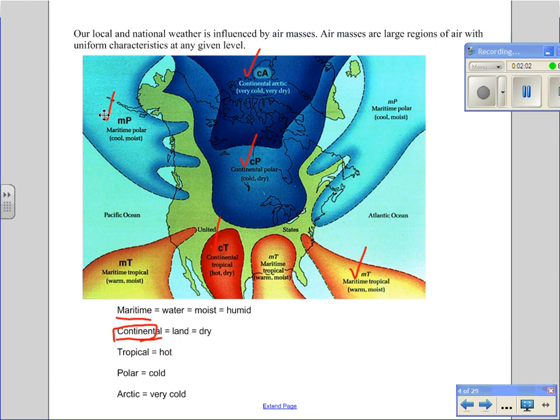When something's tropical, we know it's hot. If you've been into the tropics or the Caribbean, okay, it's hot. Polar. Polar is cold. Think about the poles. Polar bear. A polar bear's habitat is where it's cold. And in the Arctic, the Arctic is near the North Pole, and we know the North Pole is very cold. So these are the terms. Once you put them together, then you can understand the characteristics of these air masses.